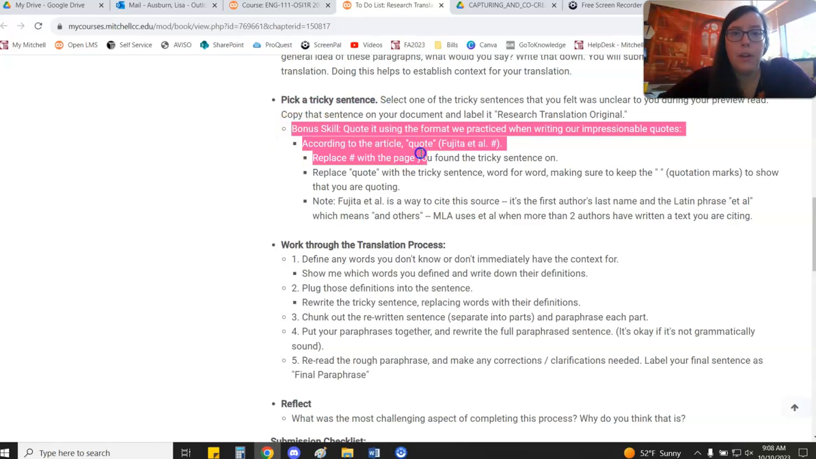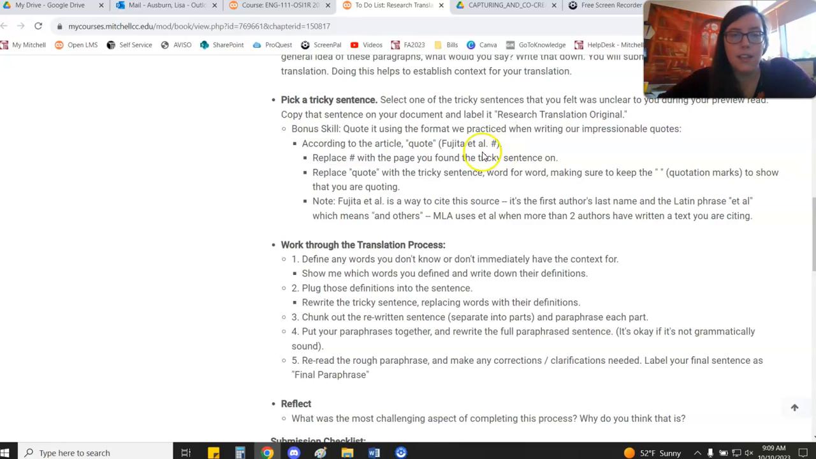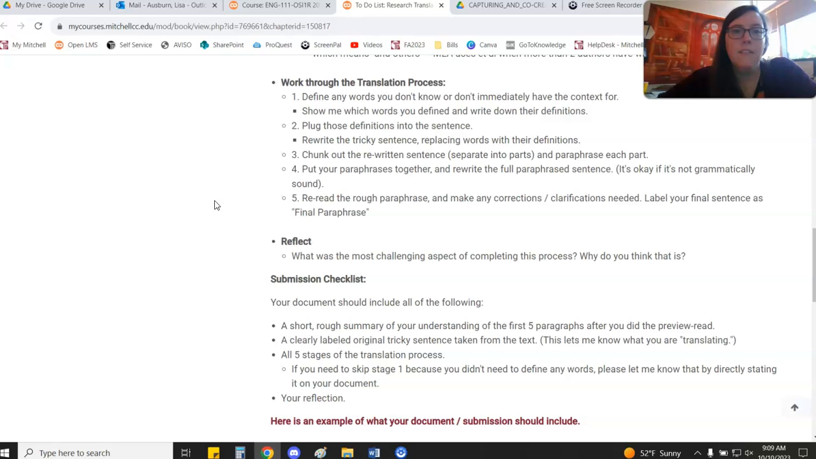You can quote it using MLA format for this assignment. If you want to practice that skill, we'll get to that in a couple of weeks. And now I want you to work through the translation process.